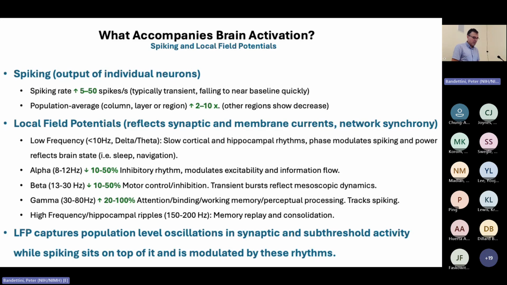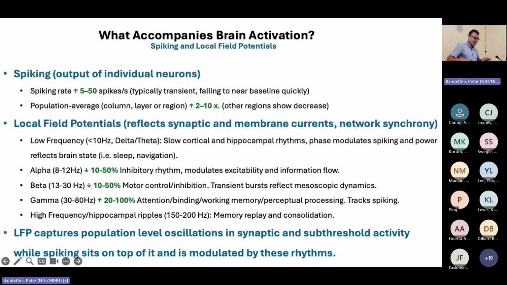Then you have alpha frequencies, 8 to 12 hertz. During activation, that typically goes down. It's an inhibitory rhythm, so when it goes down, the areas are allowed to be excited more. It modulates excitability and information flow. Beta frequencies, 13 to 30 hertz, also typically go down.